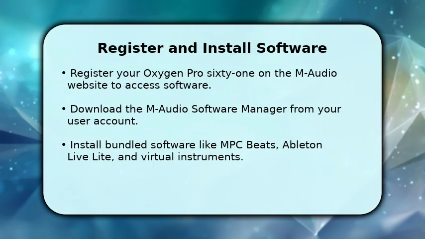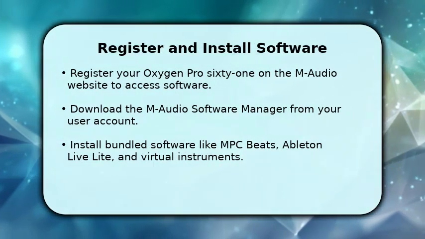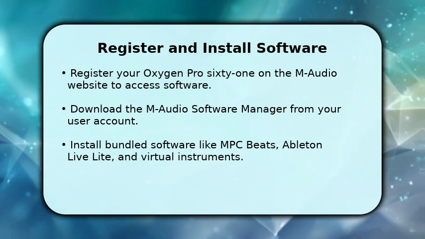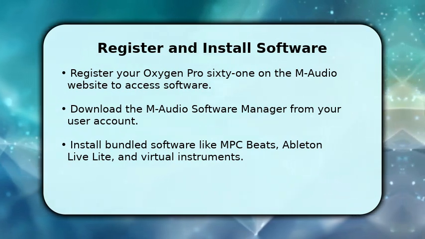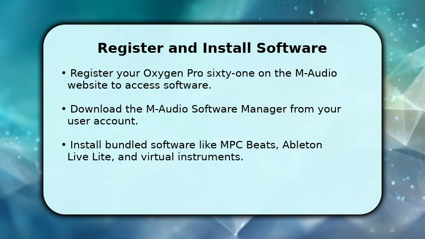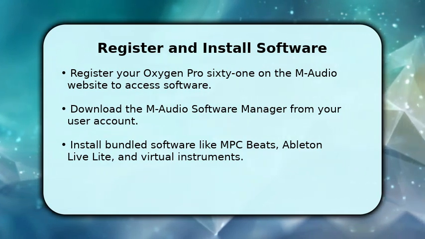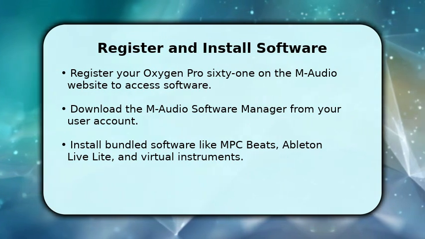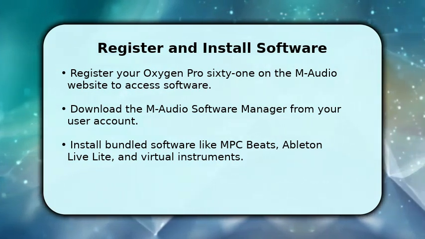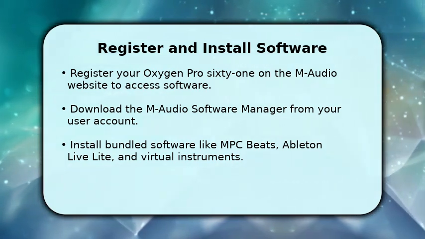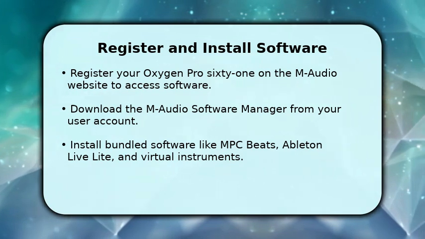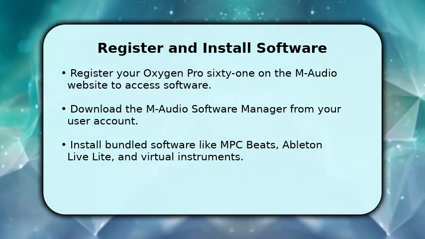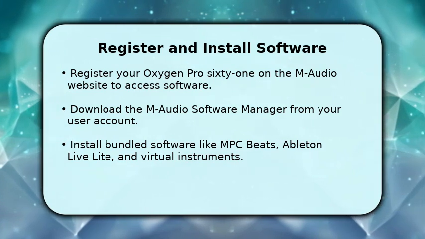Next, it's time to get your software. Head over to the M-Audio website and register your Oxygen Pro 61 using its serial number. Once registered, you can download the M-Audio software manager from your account. This manager allows you to install valuable bundled software, including MPC Beats, Ableton Live Lite, and several AIR virtual instruments, expanding your creative possibilities right away.